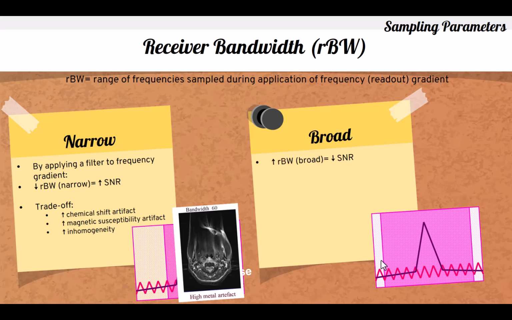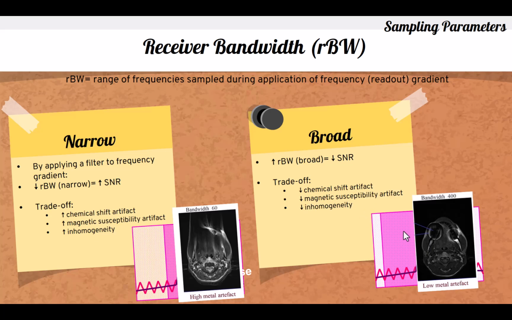Now let's compare that to a broad receiver bandwidth. Here with a broad receiver bandwidth, you're not really applying that filter and you're still collecting some of the noise on the periphery. So the overall signal to noise ratio goes down. The trade-off here, which is good, is that you are able to average out some of these artifacts like chemical shift, magnetic susceptibility, and inhomogeneity.